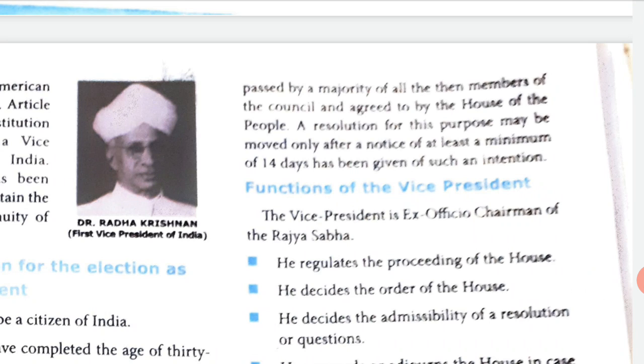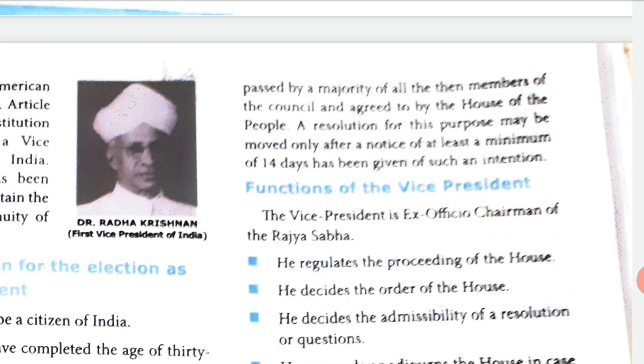A resolution for this purpose may be moved only after a notice of a minimum of 14 days has been given of such an intention. So the resolution will not be passed immediately. The decision will not be passed immediately, but it will take 14 days.